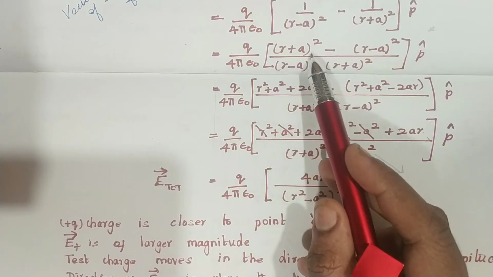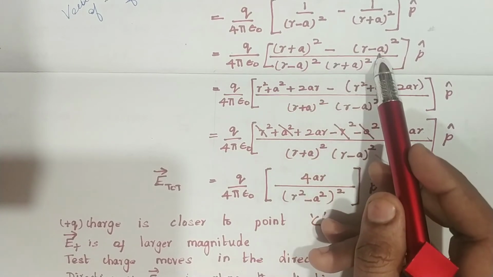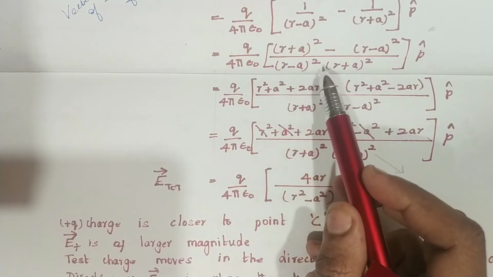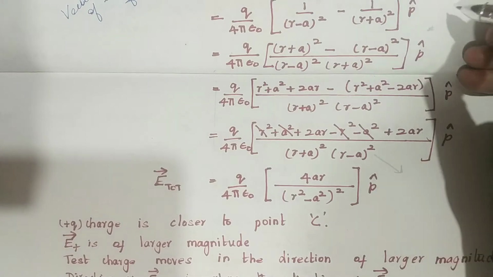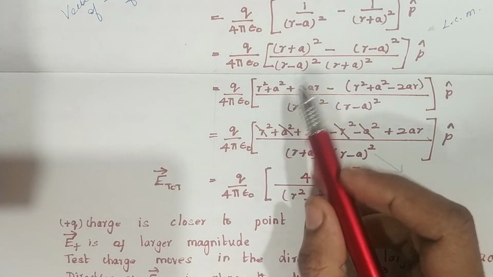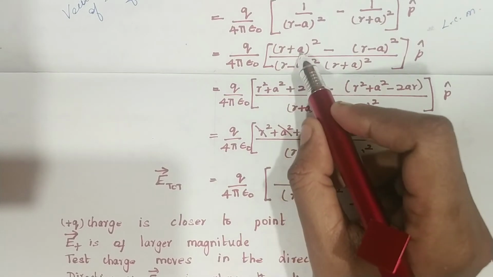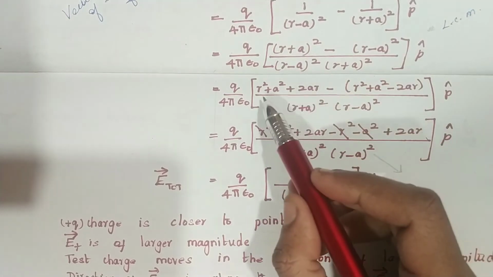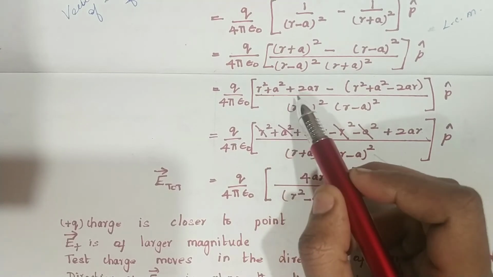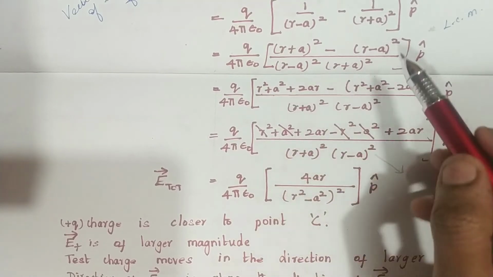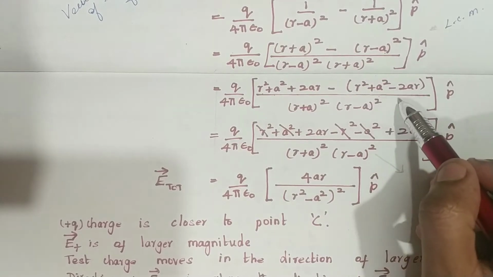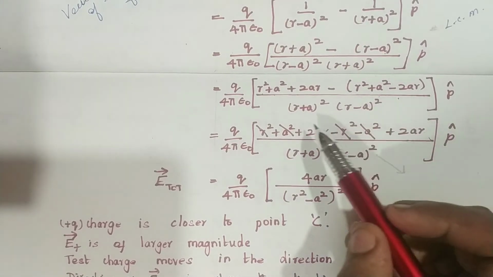அப்போ (R plus A)² minus (R minus A)² by (R minus A)² into (R plus A)² into P unit. LCM எடுக்கிறோம். அப்போ இங்கே நமக்கு (A plus B)² identity இருக்குது. அப்போ (R plus A)² வந்து R² plus A² plus 2AR வரும். (R minus A)² R² plus A² minus 2AR.